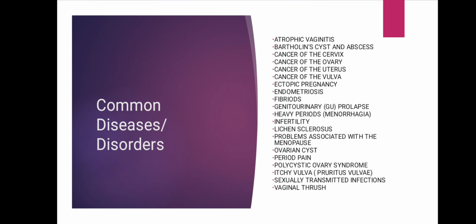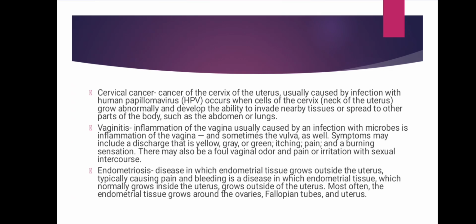Here on the screen can be seen the common diseases and disorders. But I will specify 3 common diseases, which are cervical cancer, vaginitis, and endometriosis. Cervical cancer, or cancer of the cervix of the uterus, usually caused by infection with human papillomavirus or HPV, occurs when cells of the cervix or neck of the uterus grow abnormally and develop the ability to invade nearby tissues or spread to other parts of the body such as the abdomen or lungs.